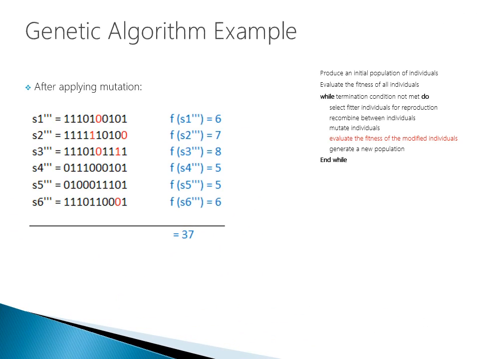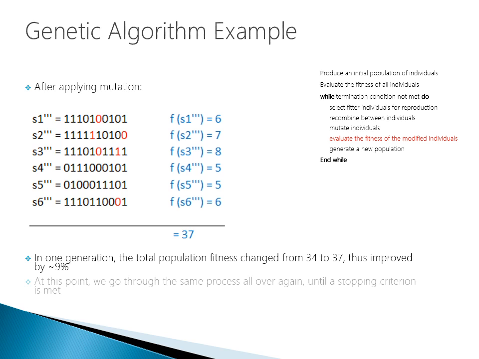After applying mutation, we go back and evaluate our function. We sum up the number of ones, and in this case, we've tallied them to the right-hand side. For the strings we have 6, 7, 8, 5, 5, 6. When I sum all of them together, I now receive a value of 37. So in one generation, the total population fitness changed from 34 to 37, which improved by 9%. At this point, we go through the same process all over again until the stopping criteria is met.